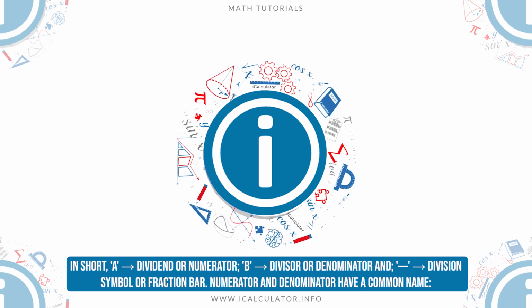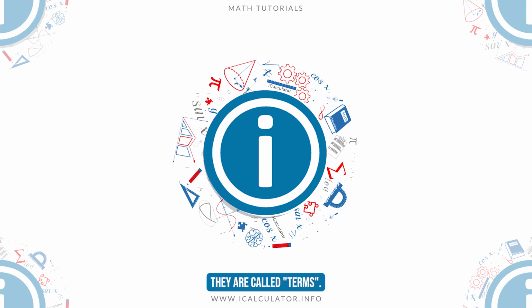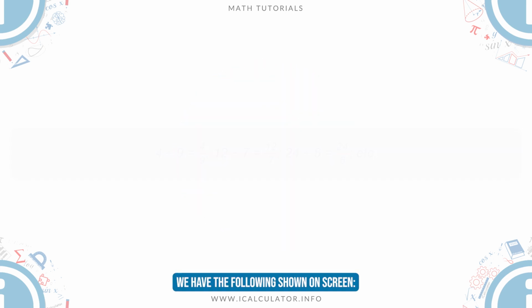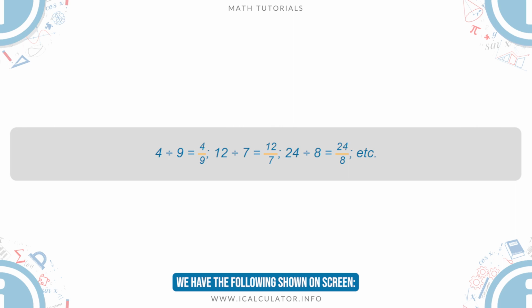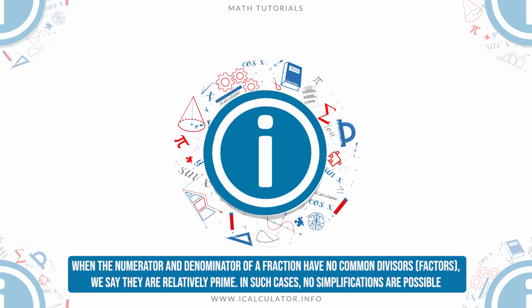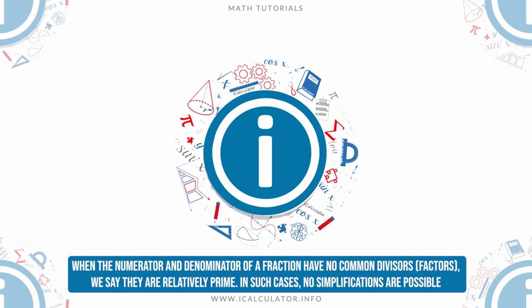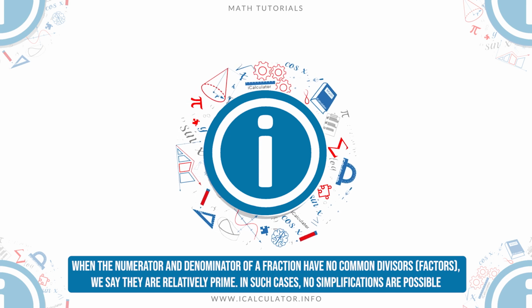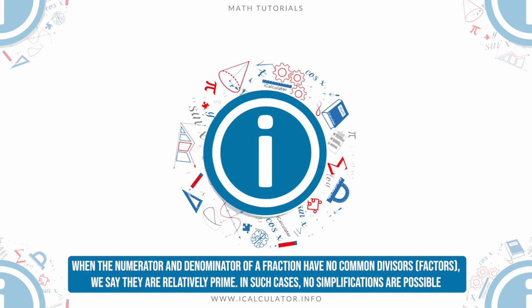Numerator and denominator have a common name, they are called terms. We have the following shown on screen. When the numerator and denominator of a fraction have no common divisors, factors, we say they are relatively prime. In such cases, no simplifications are possible.